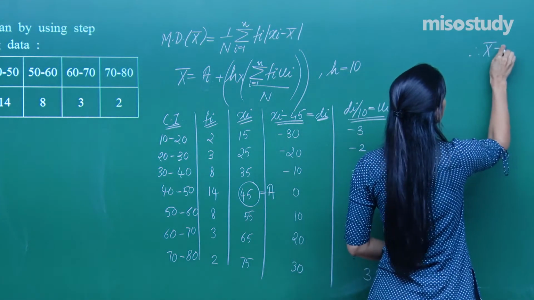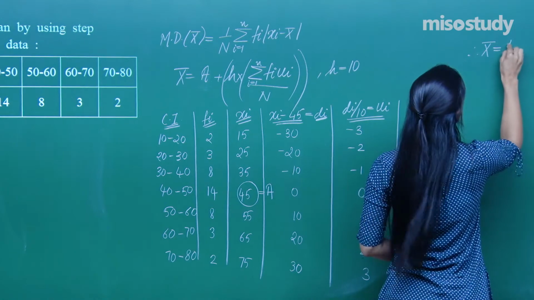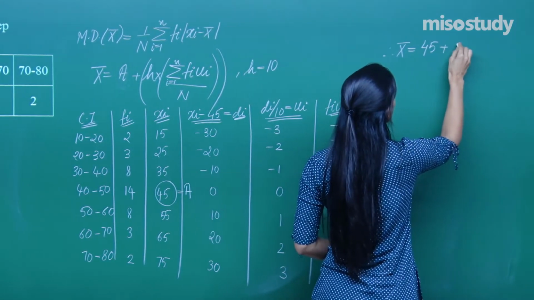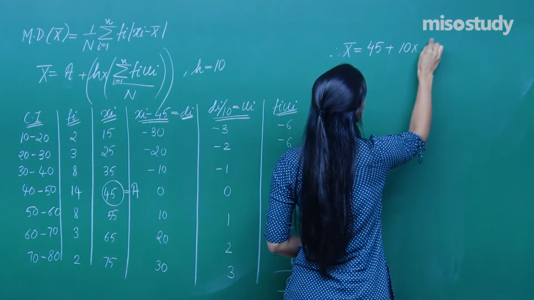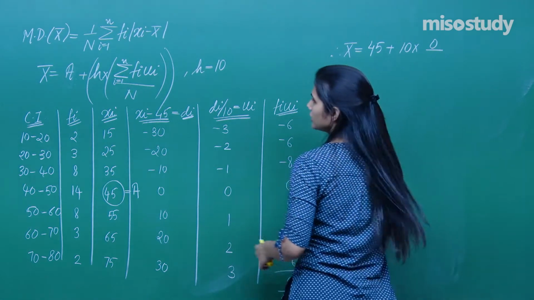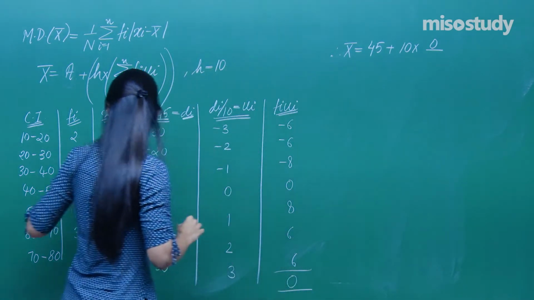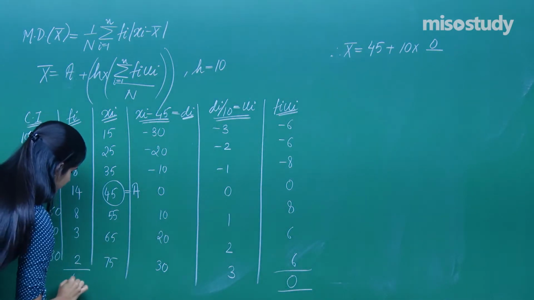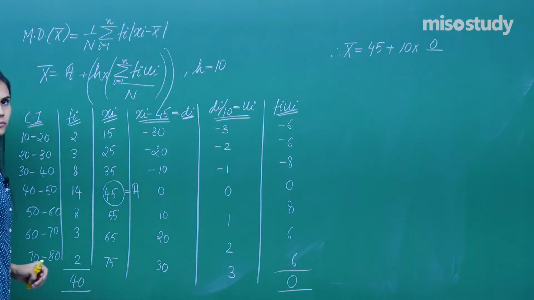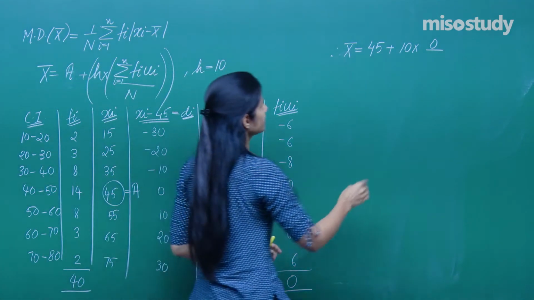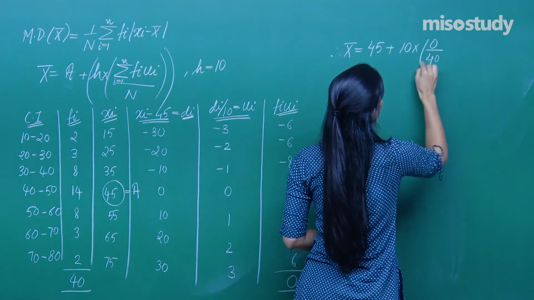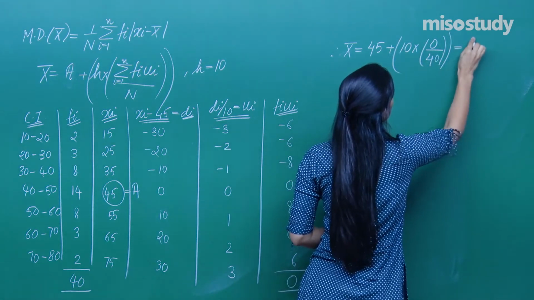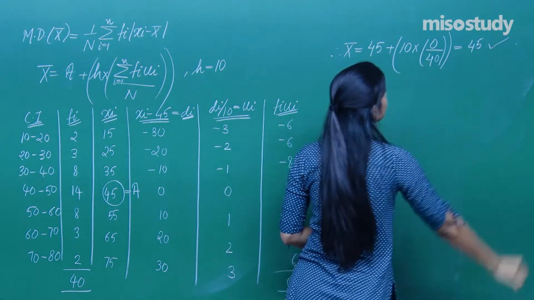Therefore, my mean is actually coming out to be assumed mean, that is 45 plus h multiplied by 0 upon, what do you obtain when you add all of these? You get a 40. Clear? You get a 40. So 0 upon capital N, that is 40. This gives you 45 as your mean.